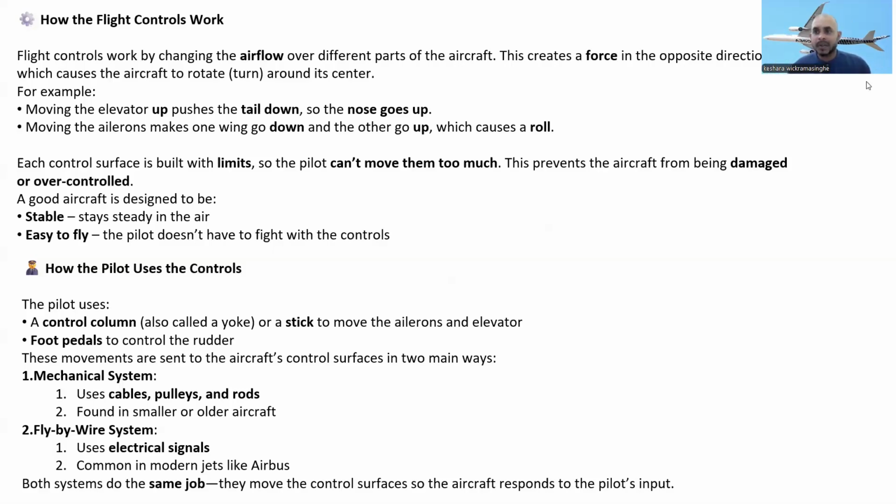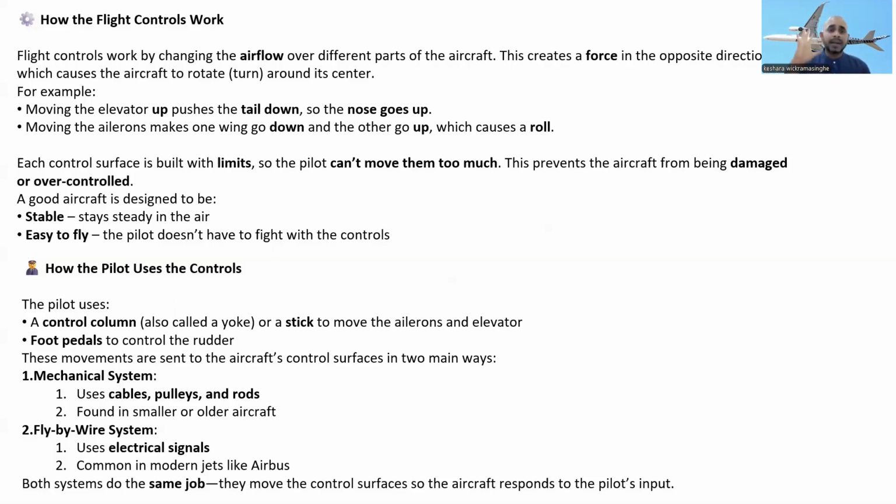Each control surface is built with limits, so the pilot can't move them too much. It means the flight controls cannot move according to the pilot's wish, because every control has a limit. This prevents the aircraft from being damaged or over-controlled. Example, a good aircraft is designed to be stable, right? It stays steady in the air and is easy to fly. The pilot doesn't have to fly it constantly with the control.